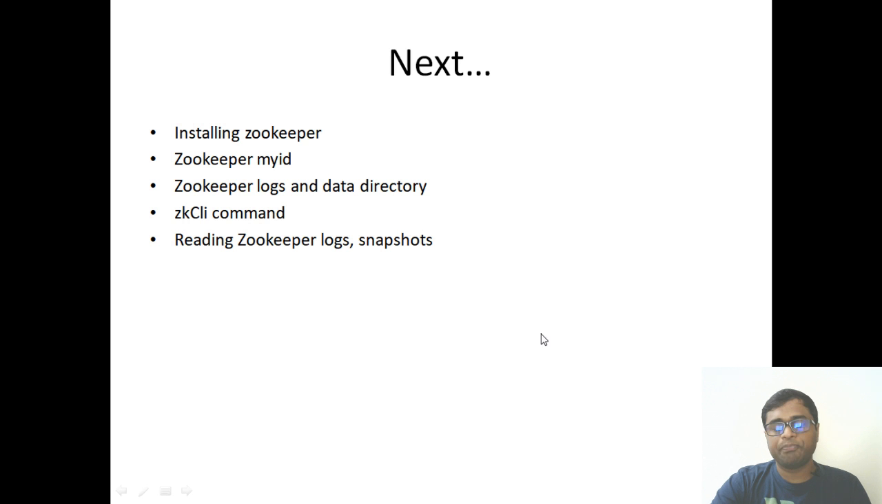We are going to see Zookeeper myid, what exactly it means, which is very important. We are going to see how Zookeeper stores the data and how Zookeeper maintains logs. What Zookeeper ZKCLI means, which is basically the Zookeeper command line, and how we read the logs, and what a snapshot means and how we read it.